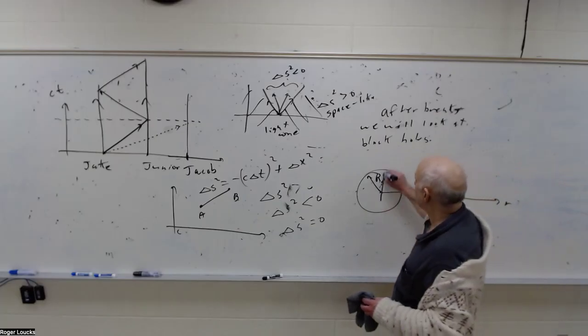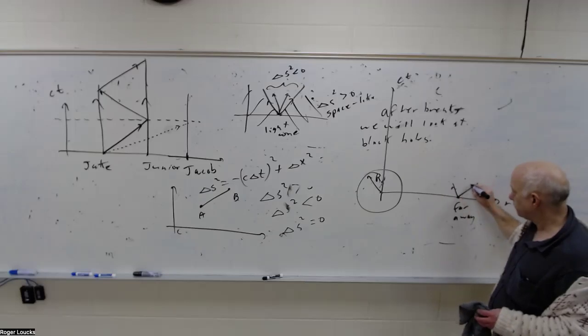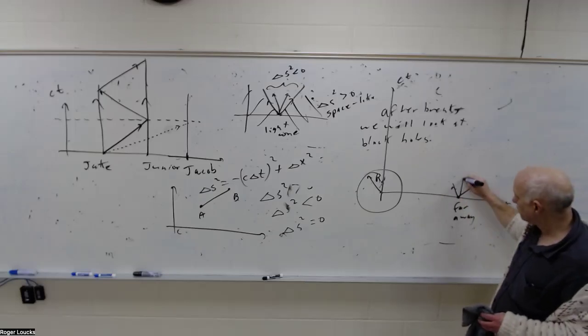I'm going to plot C2 this way. So if I'm far away, if I look at the light cone, it's going to go like this. If I'm stationary, the stationary person would be here.